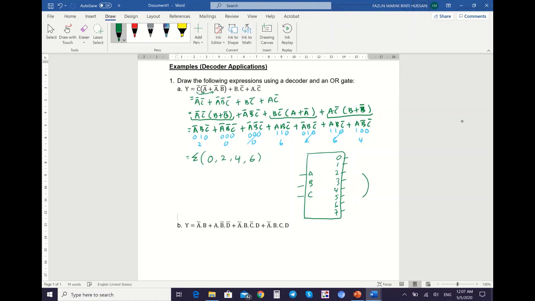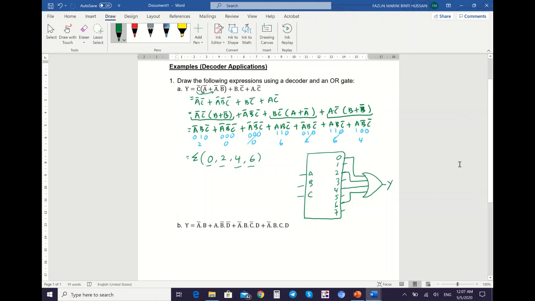Then draw the OR gate, and your output is Y. Last step, you just connect the decimal values based on the list: 0, 2, 4, and 6 to the OR gate.